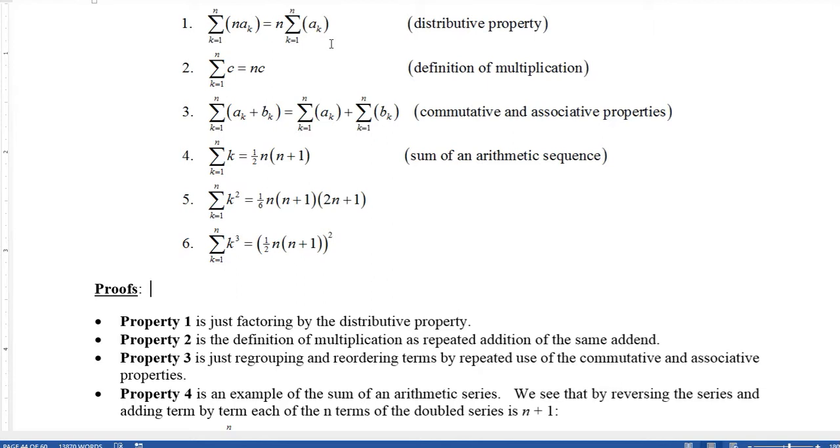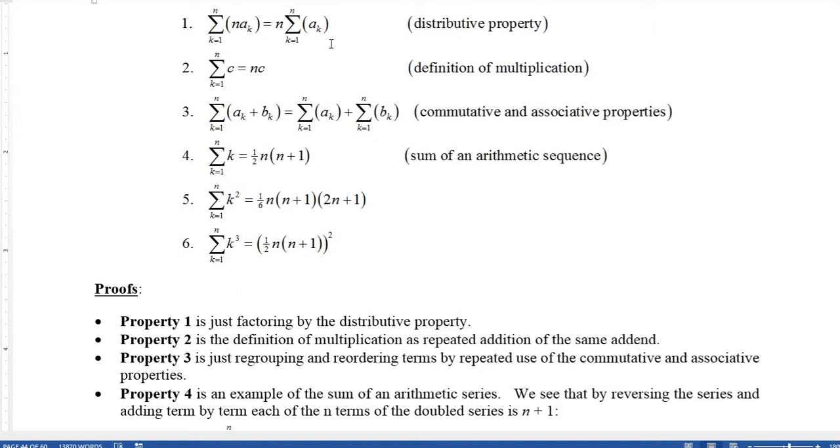The next one is really just the definition of multiplication. The sum from k equals 1 to n of c is n times c. In fact, that's what's meant by n times c. What does 3 times 4 mean? It means 4 plus 4 plus 4. And here what do we have? We have c plus c plus c, and n of those, so that makes n times c.